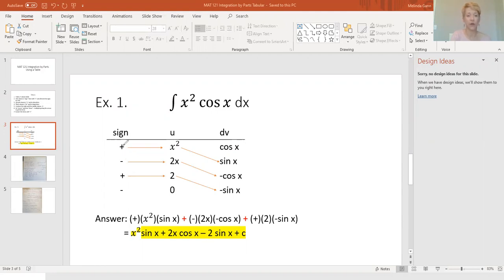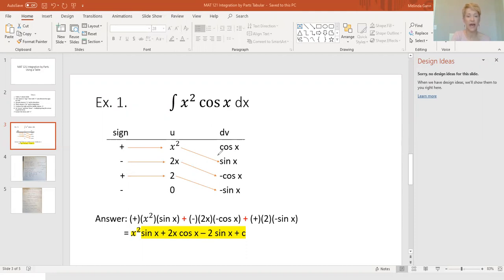Now, I go to the second row because this was plus, that's minus. How did I get my 2x? Remember, this is your u, so you're taking the derivative, and the derivative of x squared is 2x. What happens next? Well, this is your dv, so now you have to integrate to get the row below it. When you integrate cosine x, you get sine x. So that's where I got the minus, the 2x, and the sine x for my second row. How did I know I wasn't finished? Because I don't have a 0 yet in the middle column. So I've got to do another row. It alternates, so if that's minus, that's plus. The derivative of 2x is 2.